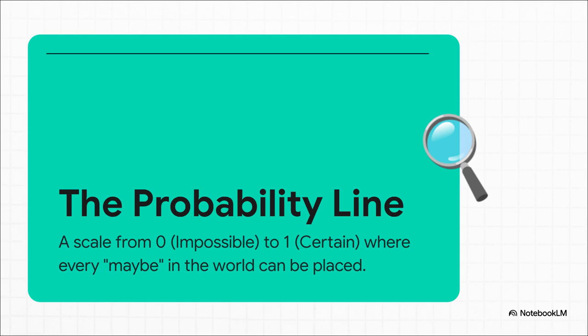I mean, think about it. Every single maybe in the entire universe, from the chance of a meteor hitting Earth to the odds of you finding a parking spot, can be placed somewhere on this line. It's how we can compare the likelihood of anything and everything.